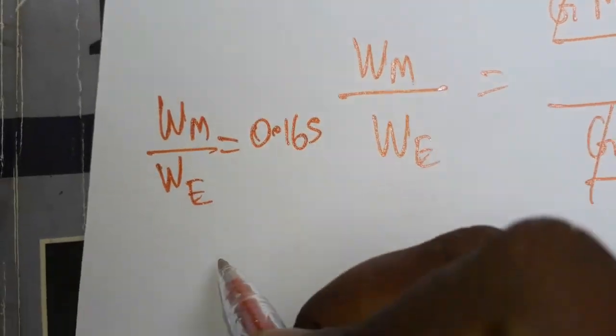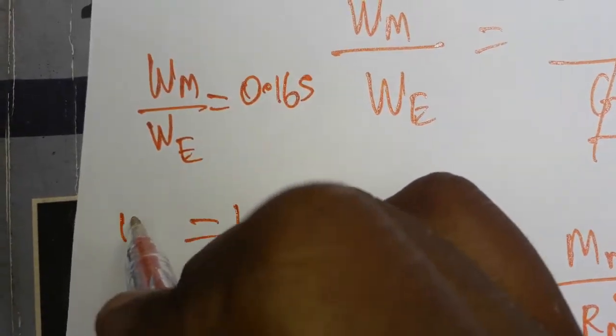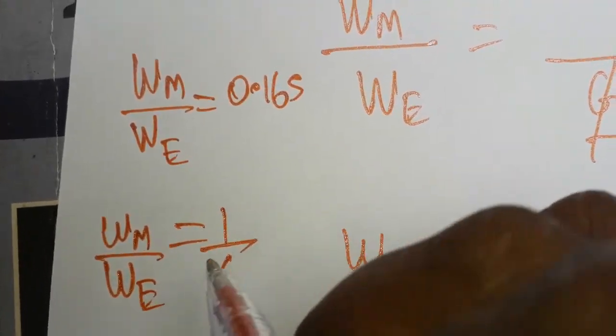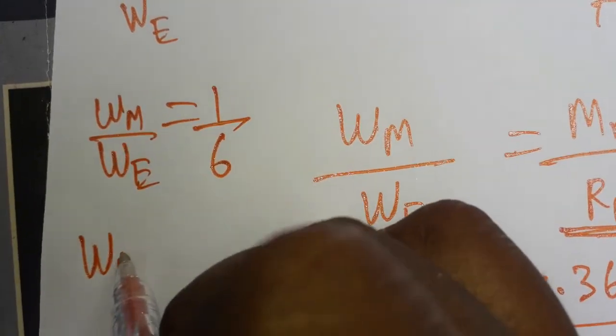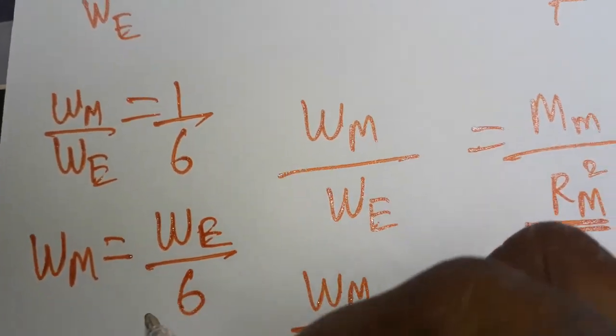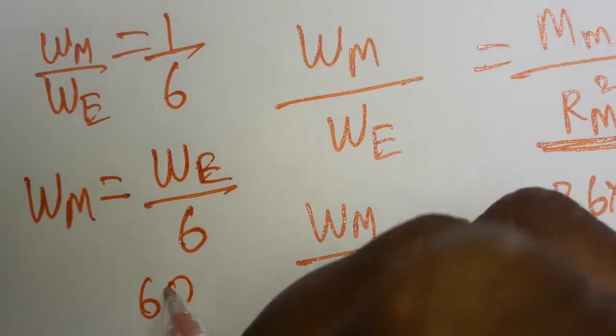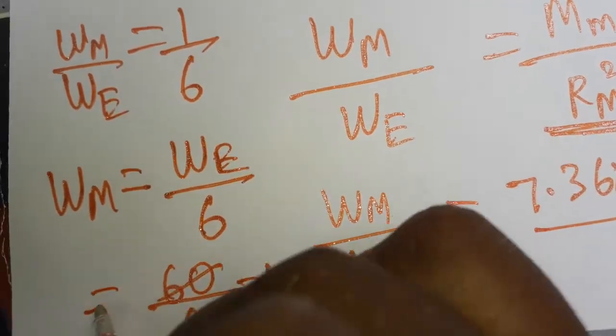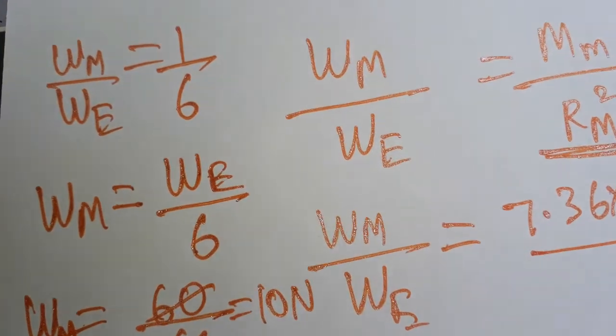This is approximately equal to 1 divided by 6. So the weight on the moon divided by the weight on the earth is equal to 1 by 6; that is, the weight on the moon is equal to the weight on the earth divided by 6. In case you are 60 Newton on the earth, on the moon you are going to be only 10 Newton. That is what the calculation represents. Okay, thank you.